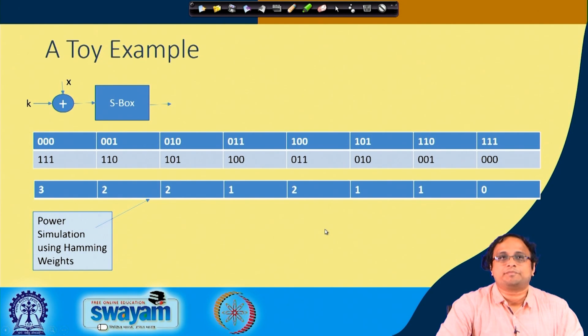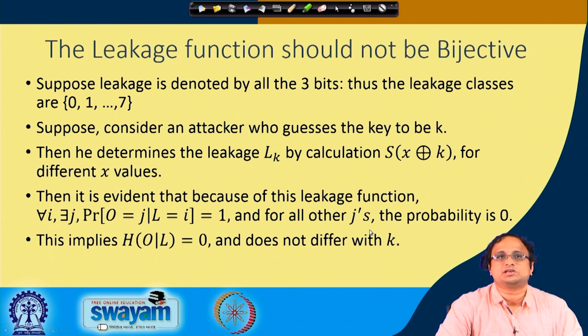Now let us try to apply this on a toy example. This is a toy example of an S box, which is just a symbolic mapping. We model the power based on the Hamming weights. You can see here the Hamming weight is 3, so I have written that the observable is 3, the Hamming weight is 2 so the observable is 2, the Hamming weight is 2, the observable is 2, and so on. And now we use it to do the attack.